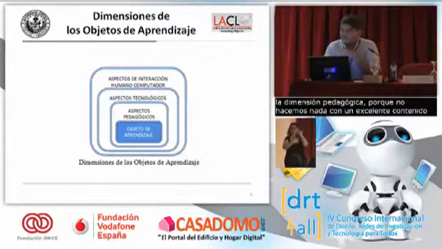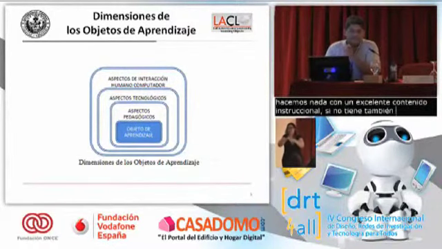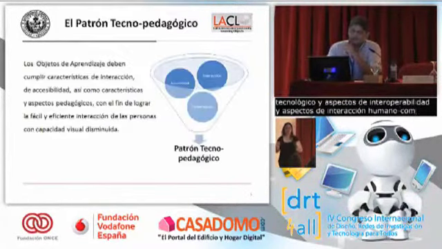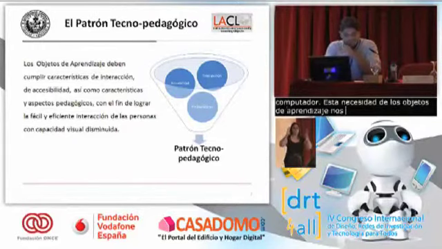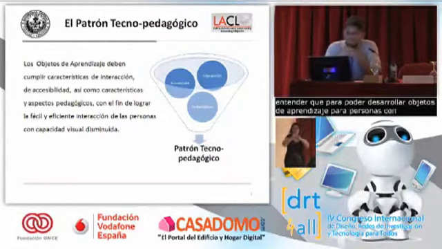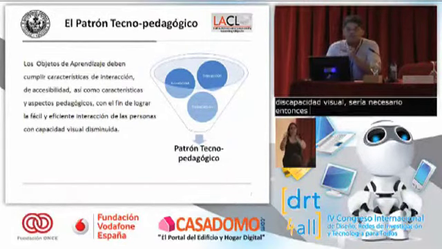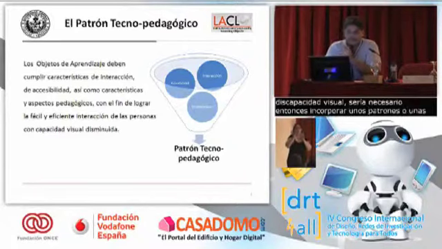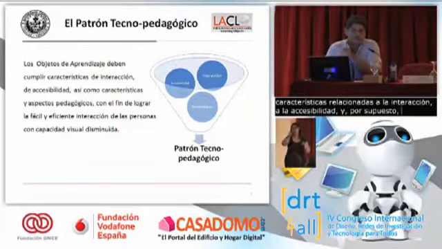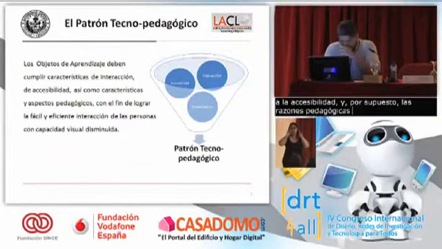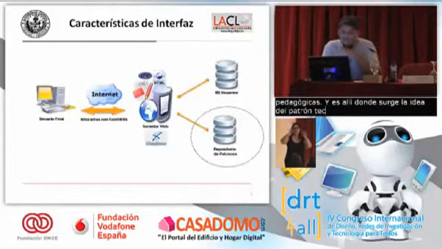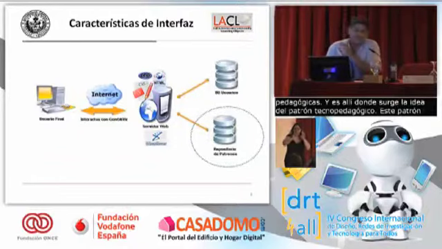We also have the technological aspect, interoperability aspects, and human-machine interaction aspects. So this shows us that in order to develop learning objects for people who are visually impaired, we would need to introduce certain patterns, certain characteristics related to the interaction, accessibility, and, of course, the pedagogical aspects. And it is there that we decided to create the techno-pedagogical pattern or template.